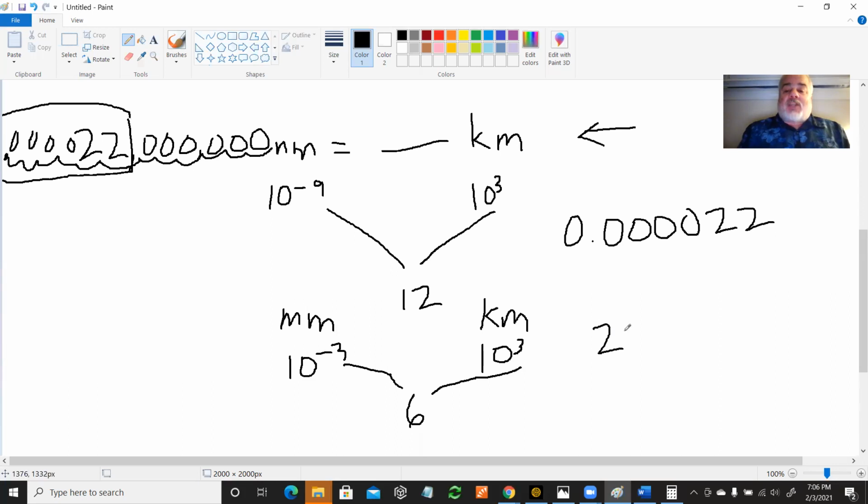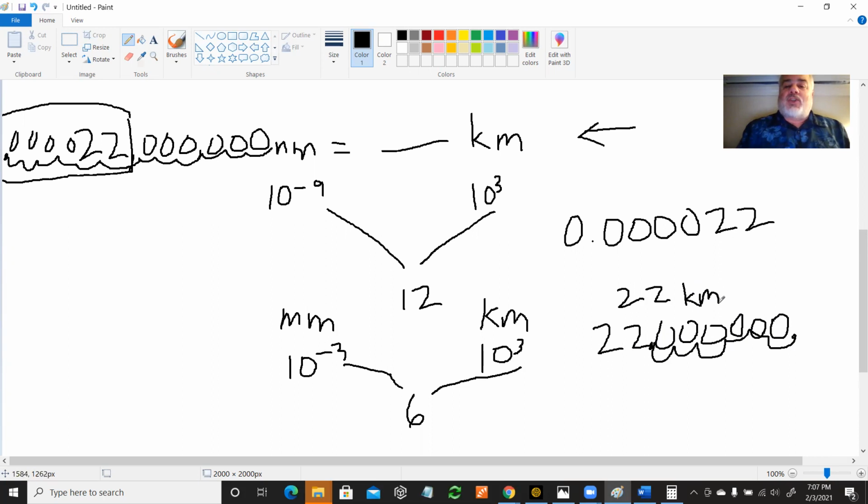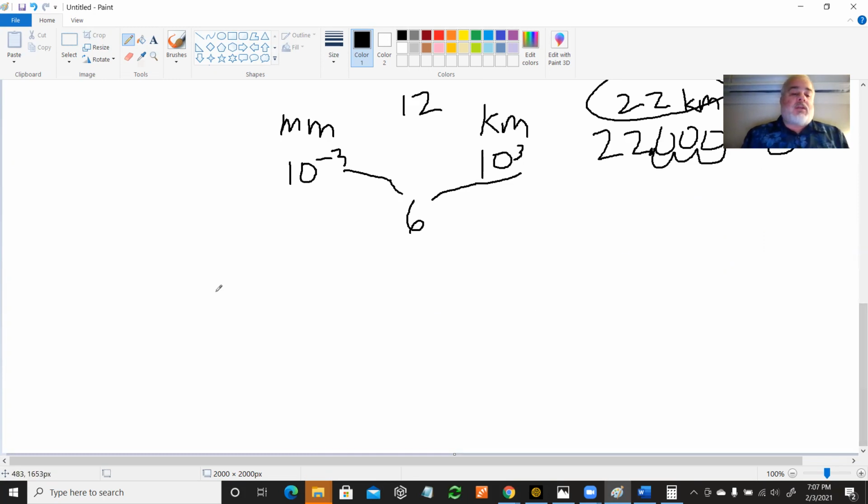So now if I have my 22 million, my decimal place is currently here. And so 1, 2, 3, 4, 5, 6. My answer in this case is 22 kilometers. 22 million millimeters is 22 kilometers. All right. Or maybe I've got to do this one in a different direction.